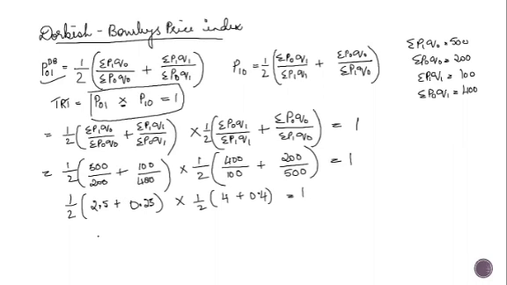Add this and multiply into 1 by 2. Add it, 2.5 plus 0.25. Add it, then multiply into 1 by 2 or 0.5. How much will you get?